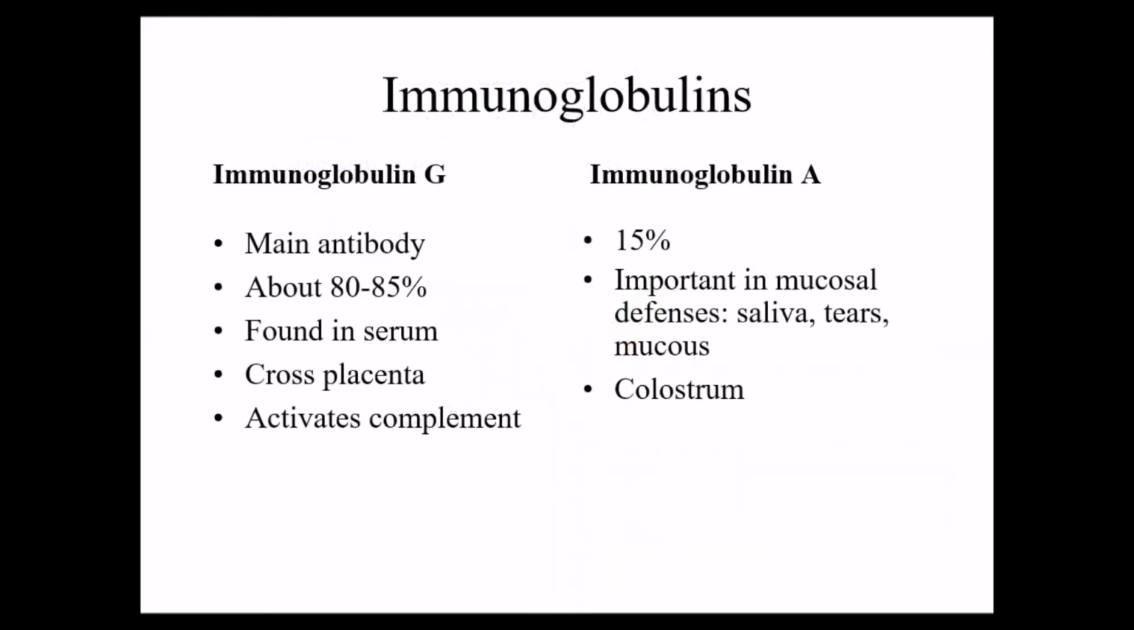Now there are 5 major classes or groups of immunoglobulins. Let's look at each one of these. IgG, immunoglobulin G, is referred to as the main antibody. It's the most common, about 80 to 85%. If you did an antibody screen or titer and found out how much of each antibody you had, you would find that most of your antibodies would fall into this category. This is found in your serum, the plasma of the blood, and it has 2 distinguishing features.